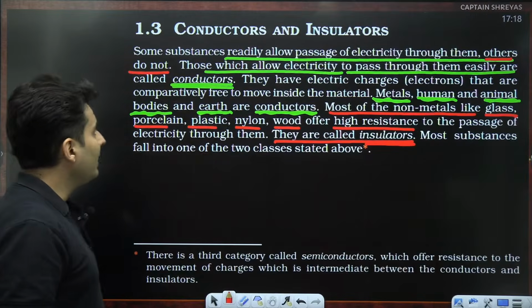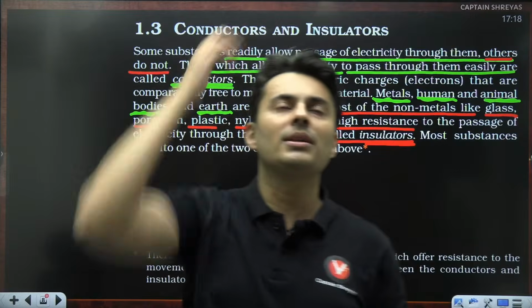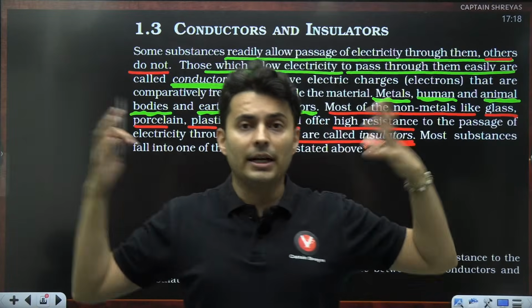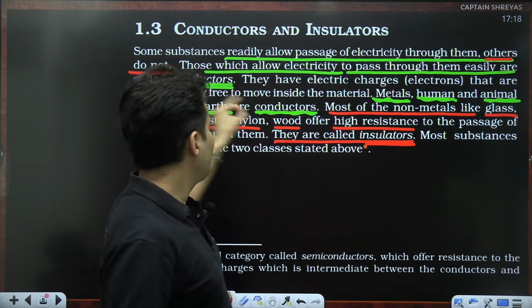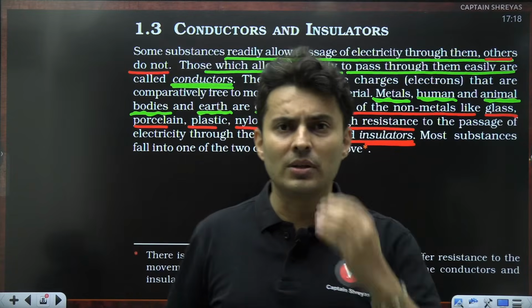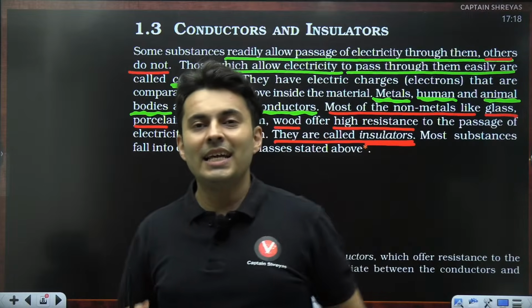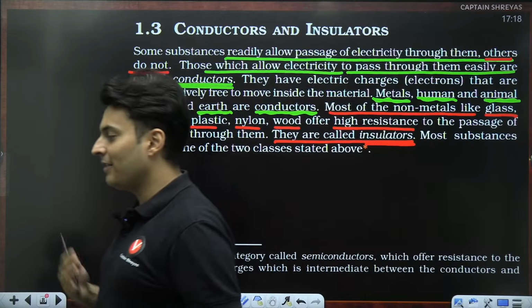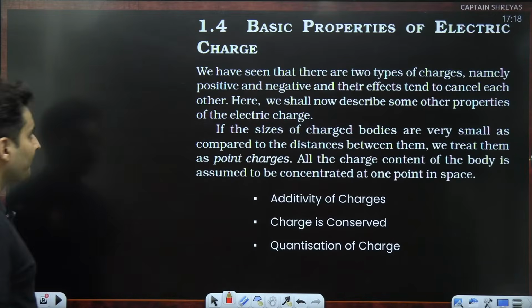So basically, the reason why certain objects are conductors is only because they have free electrons in them. You can see they have electrical charges, electrons, comparatively to the non-conductors or insulators. So what happens? These free electrons can easily flow. They are ready to move, ready to conduct. That is why they behave like a conductor.